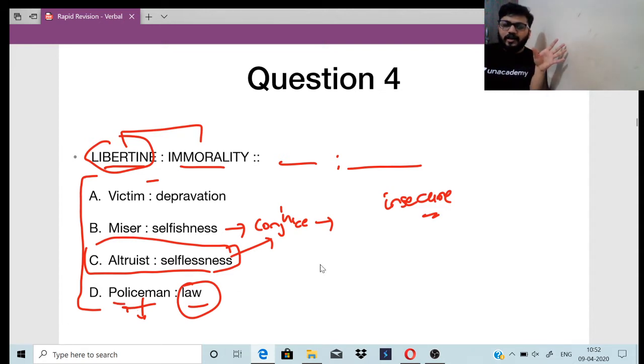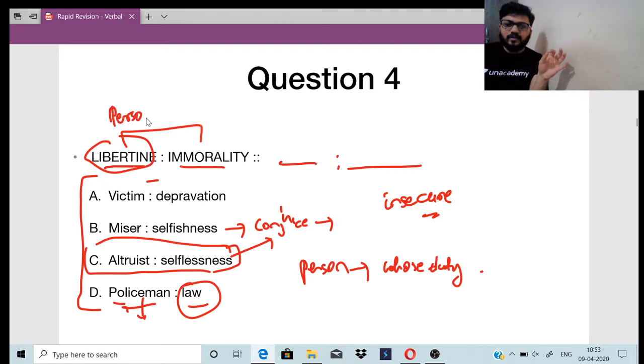So here, police is a person, okay, whose duty is to protect law, right? According to the question here, it is the person and his quality, okay? Person and quality. So it obviously comes down to two, right? Victim is not deprivation and policeman is not law. So it is miser and altruist.